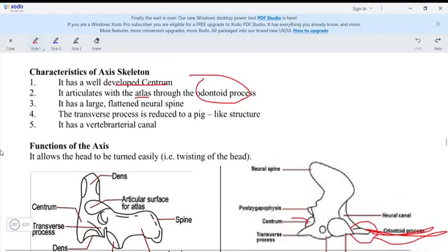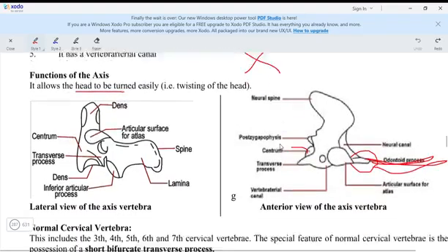Now, from the functions of the axis, it allows the head to be turned easily. That means to rotate or twist your head.